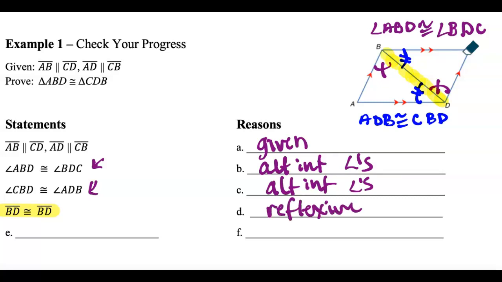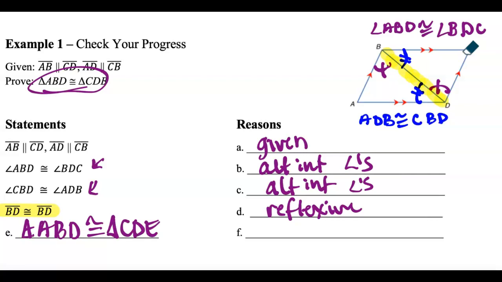All right, so the last thing we need is this statement. So we're going to take what we wanted to prove, triangle ABD is congruent to triangle CDB, and we have the angles and the line that includes them, therefore this is angle side angle.